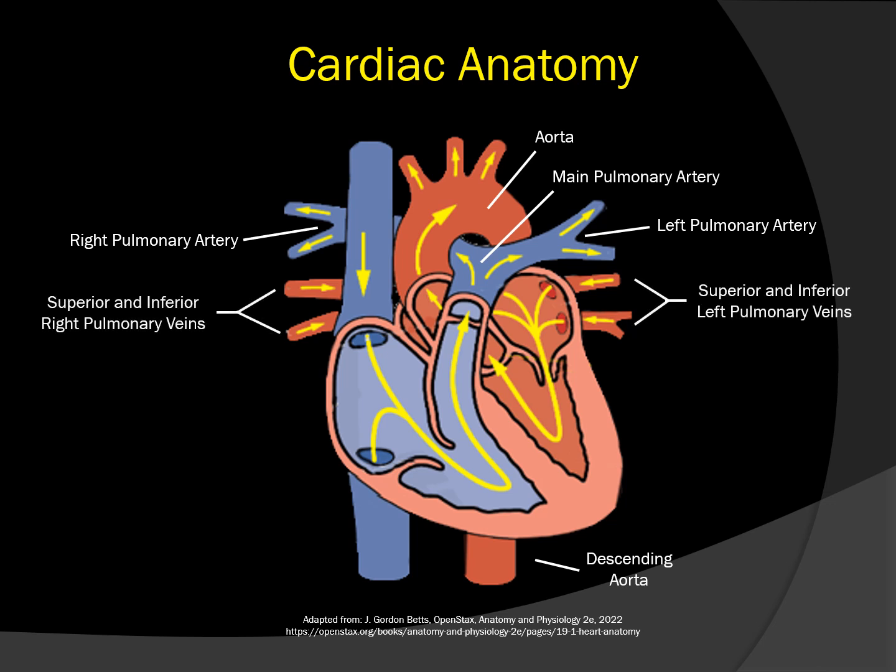After blood picks up oxygen from the lungs, it returns back to the left atrium via 4 pulmonary veins. The superior and inferior right pulmonary veins return blood from the right lung, and the superior and inferior left pulmonary veins return blood from the left lung. Finally, venous blood returns back to the right heart from the systemic circulation via the superior vena cava and inferior vena cava from below.